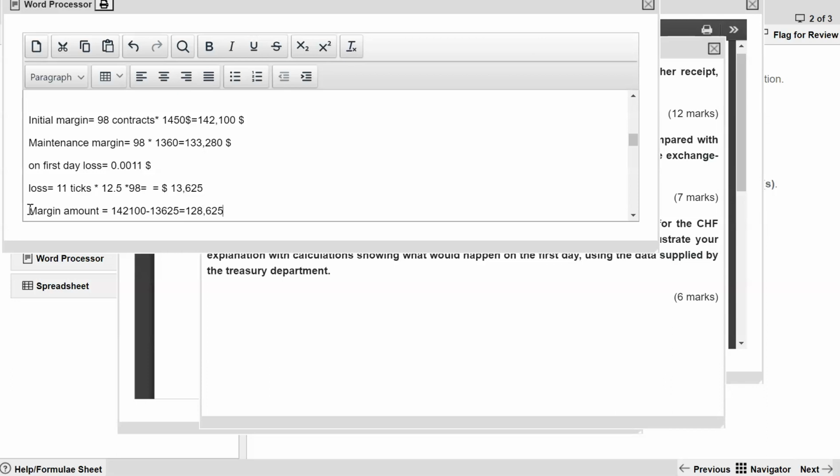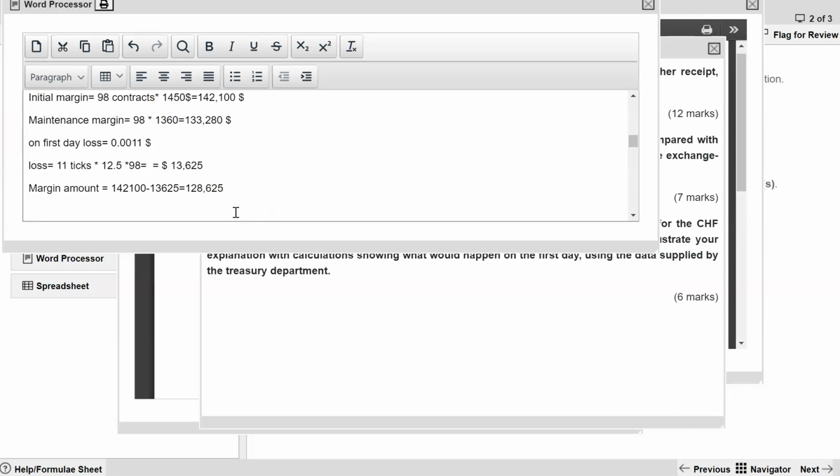So your margin amount is lower than the maintenance margin. You have to deposit some extra amount. How much you have to deposit? 142,100 minus 128,625, and that is equal to $13,475.